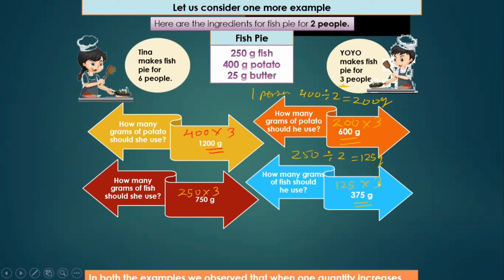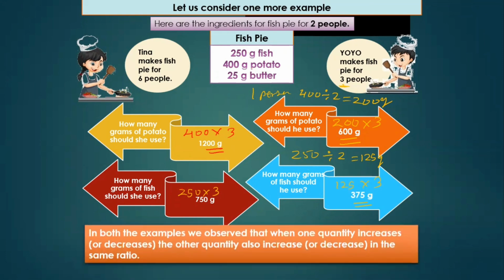Okay. So in both the examples, what did we observe? That when one quantity increases or decreases, the other quantity also increases or decreases in the same ratio. And this is called direct proportion.